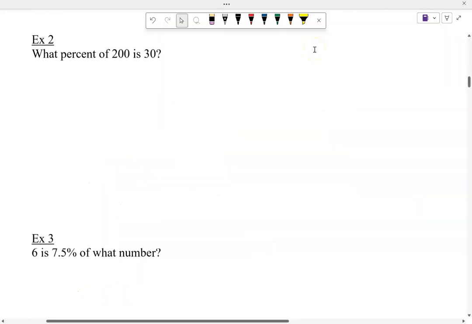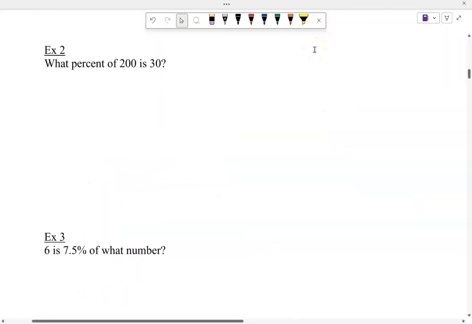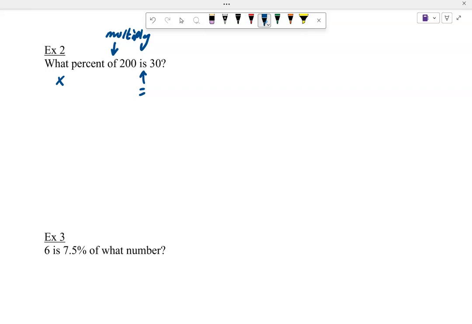With these subsequent examples, what we're going to do is set up an algebraic equation from the English. So what percent? We're looking for what, right? So I'm going to call that my x. What percent of, meaning multiply, what percent of 200 is, meaning equal, 30? What percent of 200 is 30?